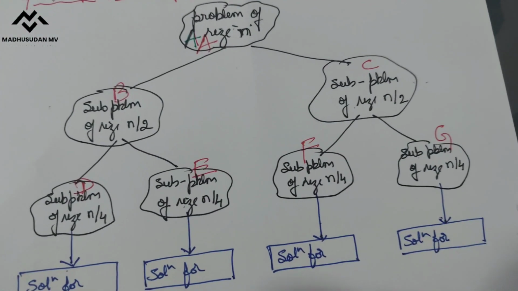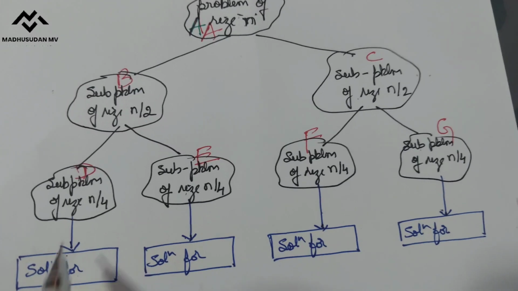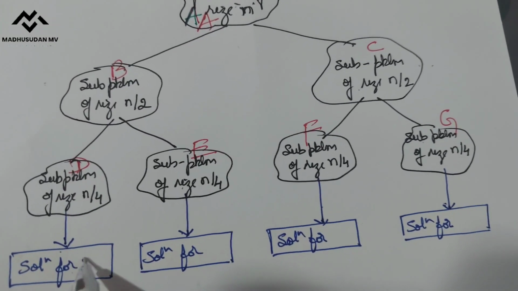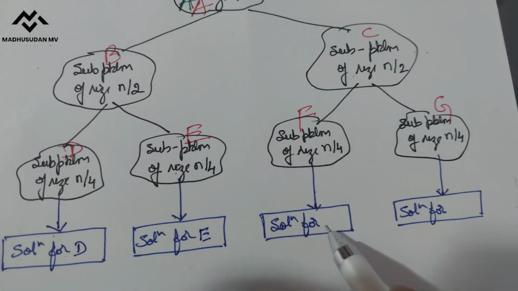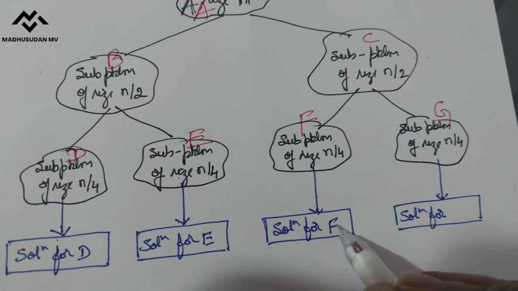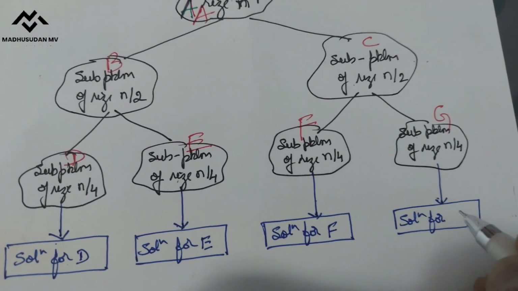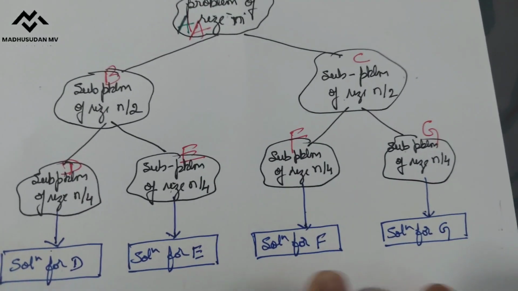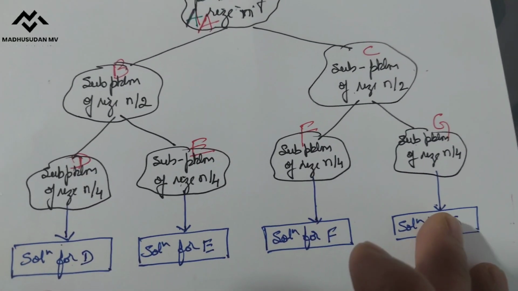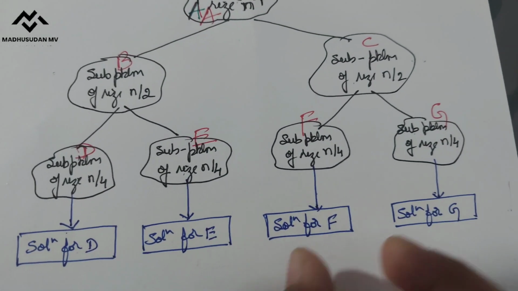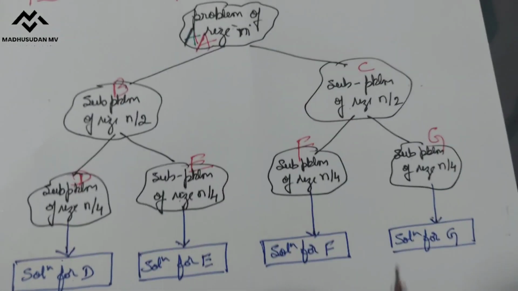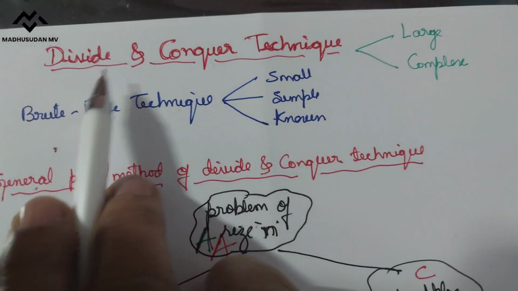Now what I got? Now this is a solution for what? Subproblem D. So solution for D. Now this is a solution for what? Subproblem E. This is a solution for what? Subproblem F. This is a solution for what? Subproblem G. Now once I get the solution for all the subproblems, we are conquering, that means we are acquiring the solutions. That's what, as the heading says, divide and conquer.